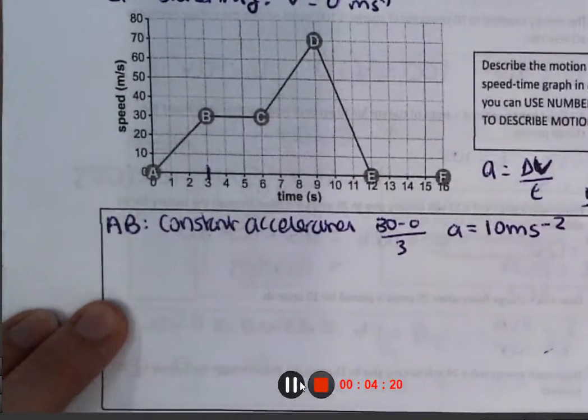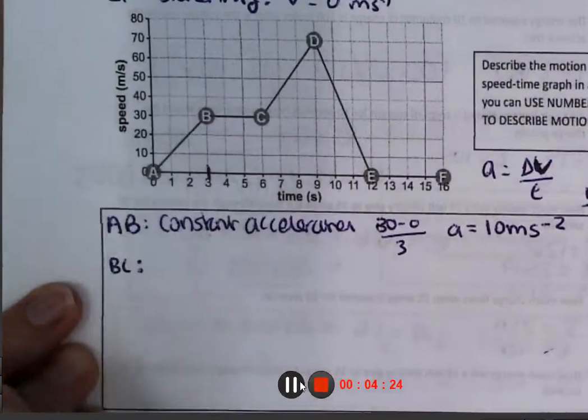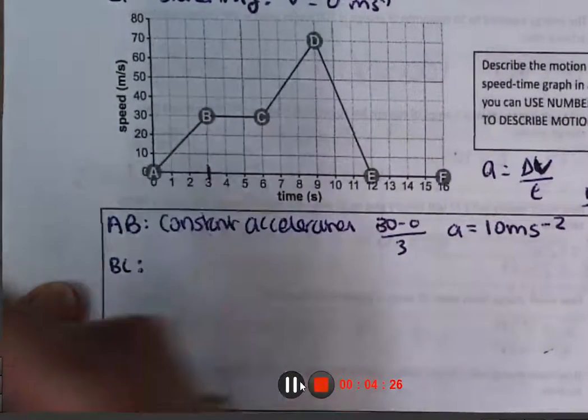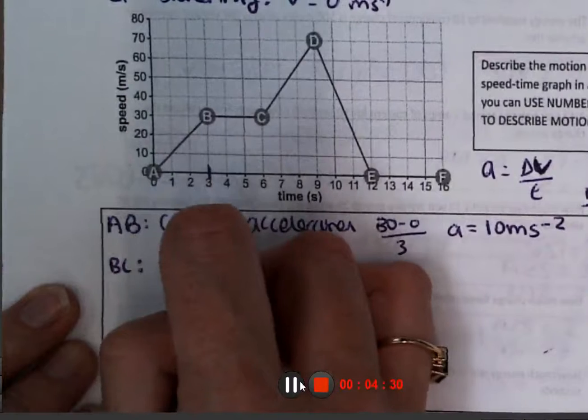Okay? B to C is a flat line, and on a velocity time graph that tells us there's a constant velocity, so it's not changing from 30 meters per second.